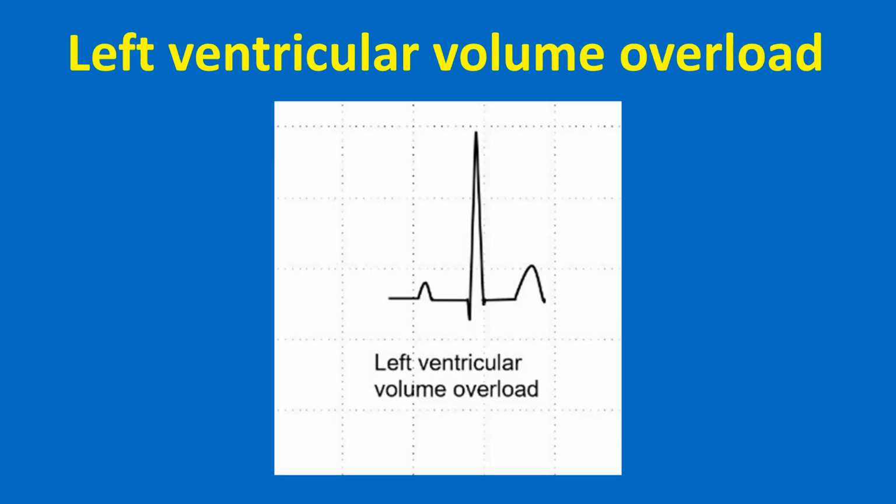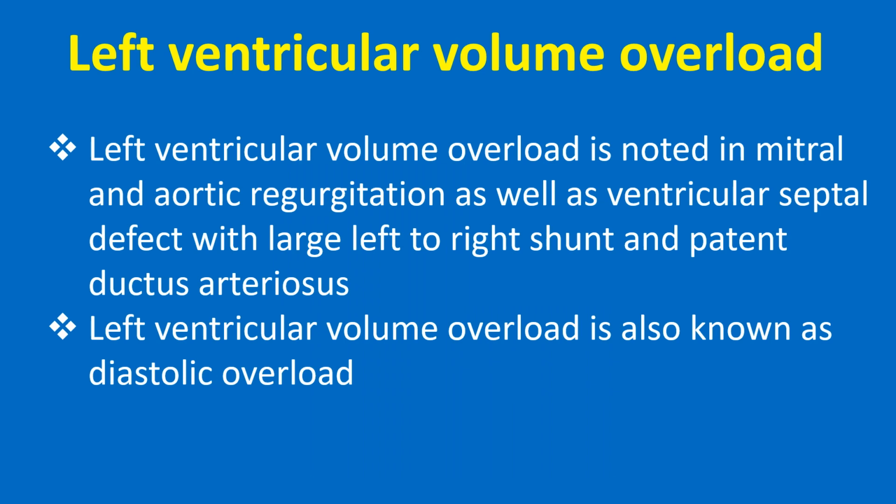Left ventricular volume overload is characterized by small narrow Q waves, tall R waves with upright and tall T waves in lateral leads. Deep S waves are noted in leads V1, V2. Left ventricular volume overload is noted in mitral and aortic regurgitation as well as ventricular septal defect with large left to right shunt and patent ductus arteriosus. Left ventricular volume overload is also known as diastolic overload.